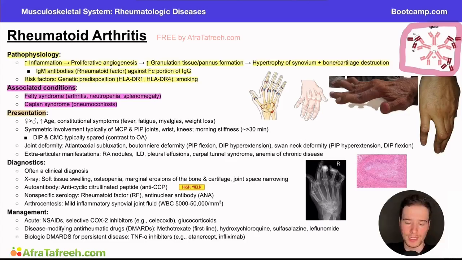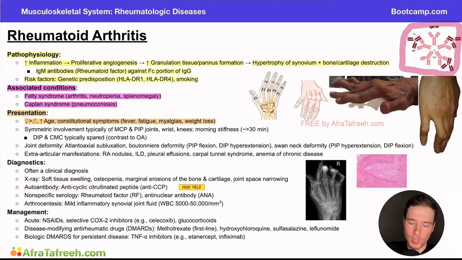Now, when we look at the presentation here, we see that rheumatoid arthritis is more common in women, with increased risk with age, and can present with a variety of constitutional symptoms such as fever, fatigue, myalgias, and weight loss. We'll see this a lot in this chapter. It'll be a recurring theme that autoimmune conditions are often inflammatory in the body, and this can lead to both systemic symptoms, as we're seeing here, fevers, myalgias, night sweats, just generalized symptoms, as well as some more specific symptoms.